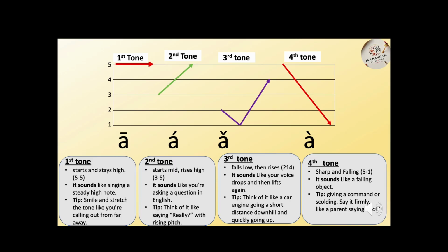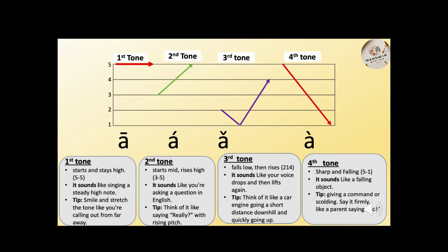And then we have the fourth tone. The fourth tone has a sharp, sudden fall from the fifth line to the first line. So it actually sounds like a falling object which is hitting the bottom with a thud. And it also sounds like a command. For example, if you tell somebody no, it sounds like a command, a full stop. There is no room for negotiation. No. So we read it as "à". If something is falling or you're hitting your table, "à".